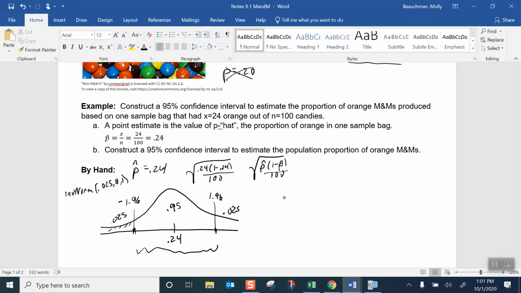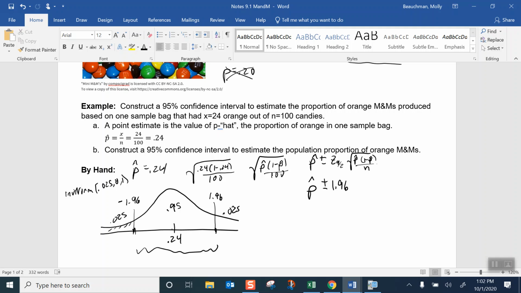So there's a formula that says you take p-hat, your point estimate, and add and subtract your critical z. These values, 1.96, are considered your critical z's. You're going 1.96 standard deviations on either end. So that would be p-hat plus or minus critical z times your standard error, which was the square root of p-hat times 1 minus p-hat over n.